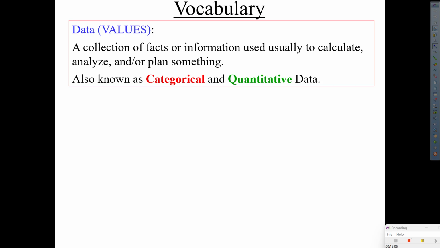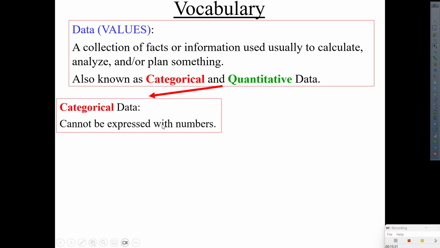All right. Let's see. Categorical. Let's go with Ethan. What is categorical data? Boys and girls data, yes, that's technically correct, but in the word that I gave you, categorical is what? Cannot be expressed with numbers. So he used boys and girls. Yeah, I get that.